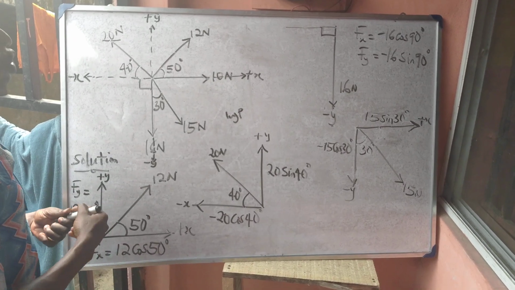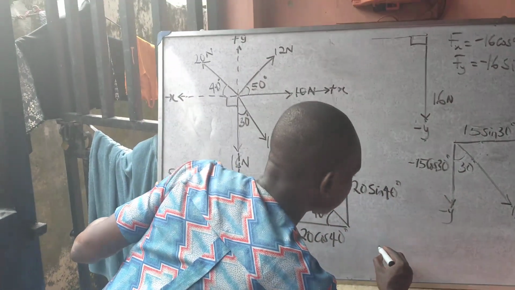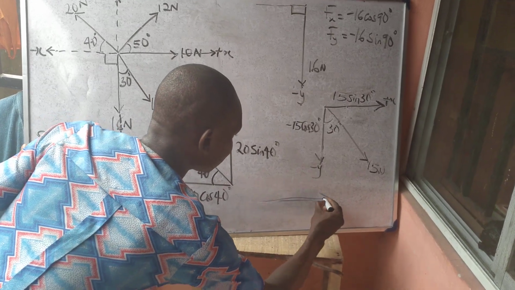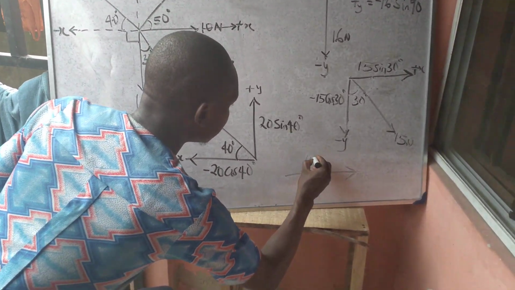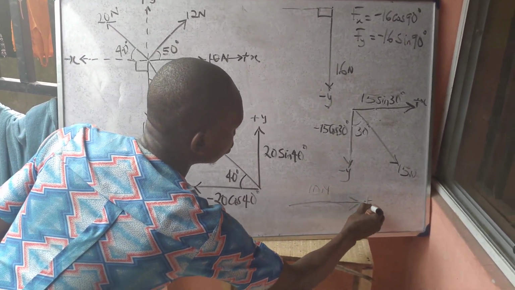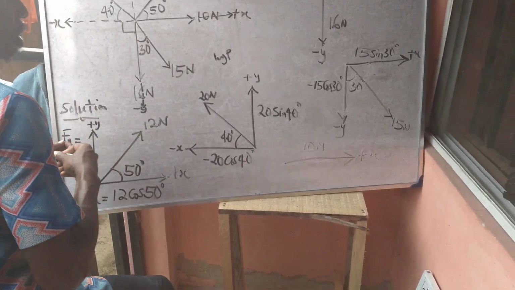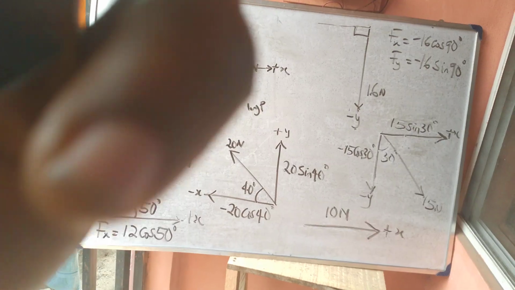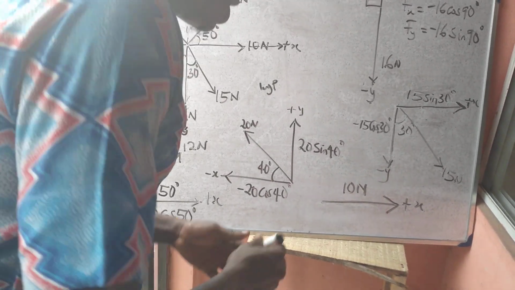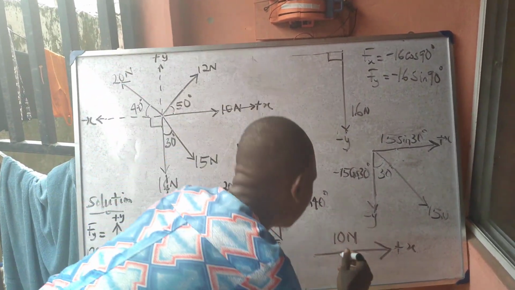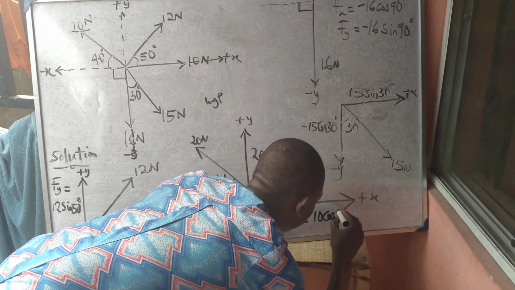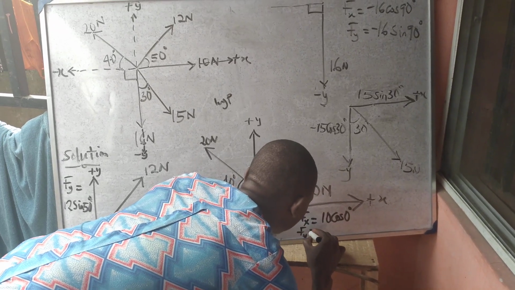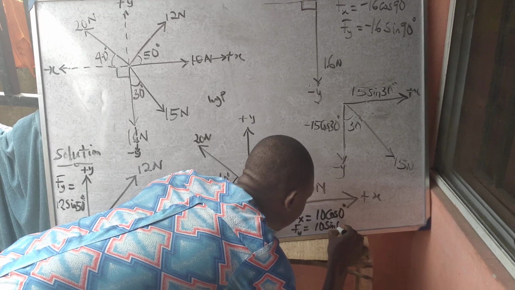The last one there is the 10 Newton force that acts directly on the x-axis. It is going towards the positive x-axis. Then what happens here? If you look at this component, you see that Fx will be equal to 10 cos 0 degrees, and Fy here will be 10 sine 0 degrees.